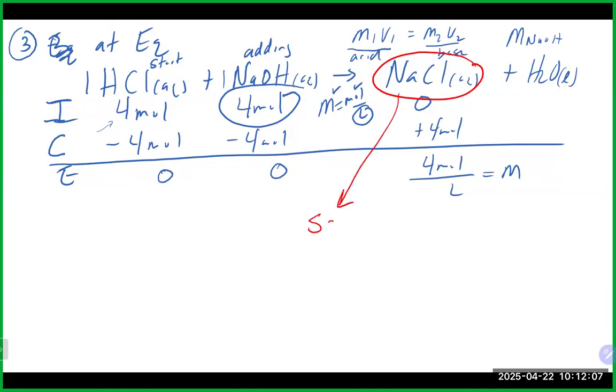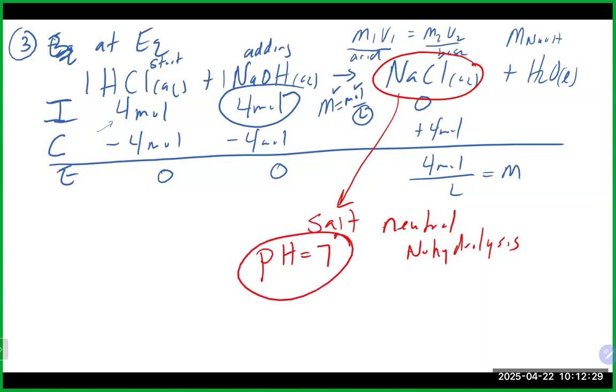This is a salt. And what type of salt is this, by the way? This is a salt that came from a strong acid and a strong base, which means it is a neutral salt, right? None of it's going through hydrolysis, so no hydrolysis here. And because of that, your pH is actually going to be 7 at this type of titration. So in a titration of a strong acid and a strong base, you pretty much will have a pH of 7 at the equivalence point.